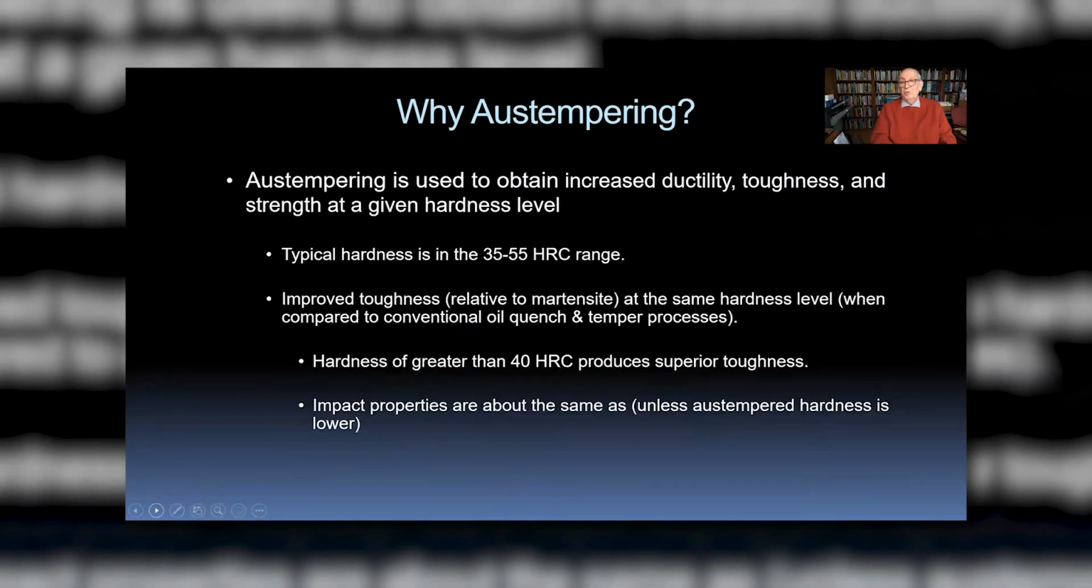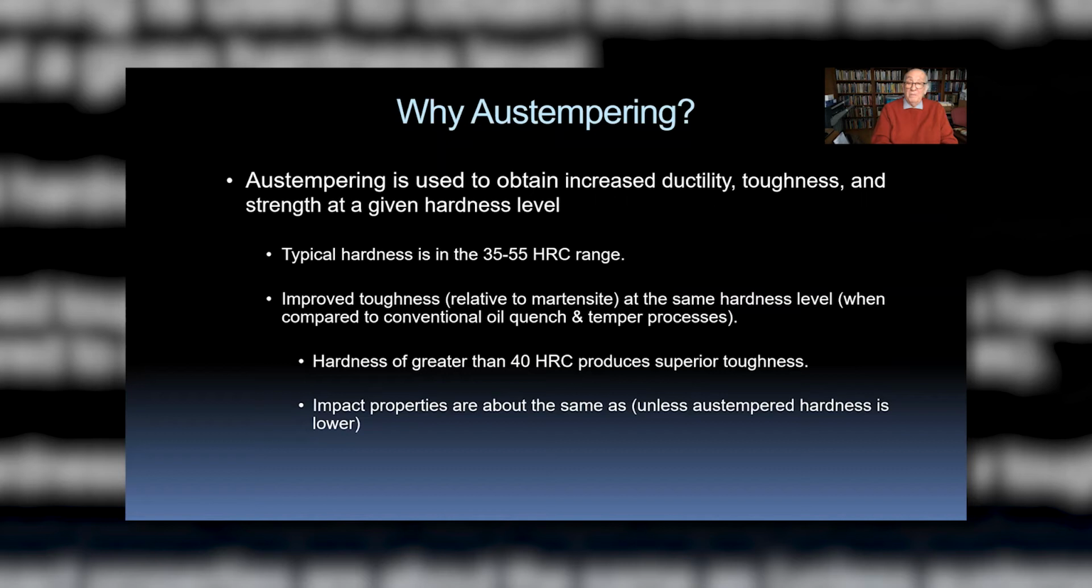So you might ask yourself, well, why do you austemper? What we're saying here is that if you need increased ductility, toughness, and strength at a given hardness level, Austempering is right for you. We're typically talking about parts that are in the range of maybe 35 to 55 Rockwell C.